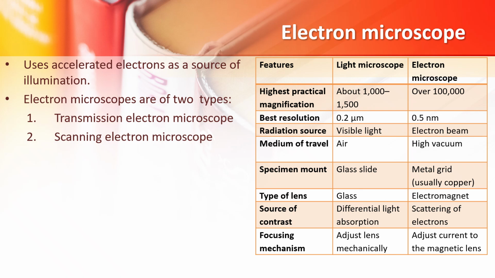Then coming to electron microscopy. In electron microscopy, as I already said, we have two types. One is transmission electron microscopy and another one is scanning electron microscopy. They both use accelerated electrons as a source of illumination. Here are given the features of the difference between the light microscope and electron microscope, you can go through that. No need of explanation, I guess.